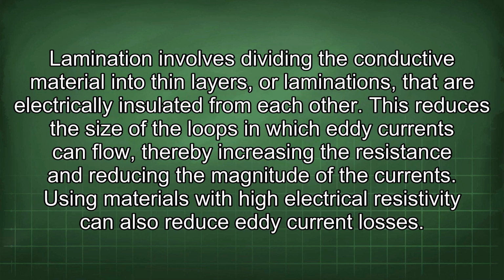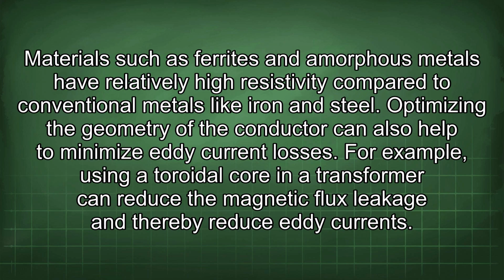Lamination involves dividing the conductive material into thin layers, or laminations, that are electrically insulated from each other. This reduces the size of the loops in which eddy currents can flow, thereby increasing the resistance and reducing the magnitude of the currents. Using materials with high electrical resistivity can also reduce eddy current losses. Materials such as ferrites and amorphous metals have relatively high resistivity compared to conventional metals like iron and steel.